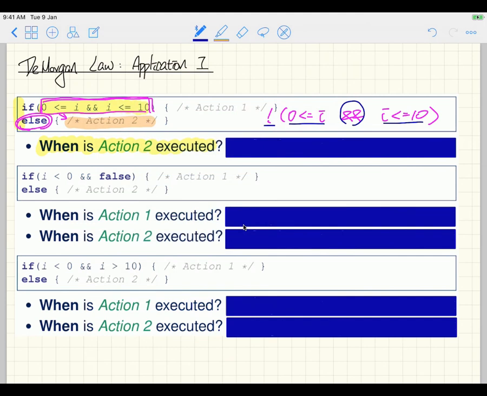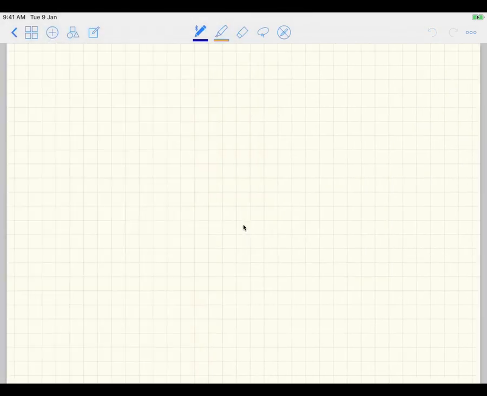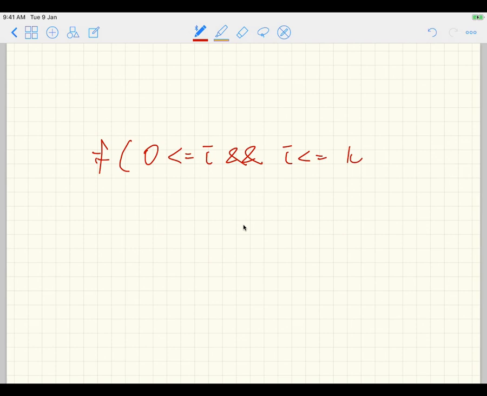What we have is, if, 0 less than or equal to I, and I less than or equal to, let me be consistent, 10. That's what we have over here, and then we have else. Now we're asking, under what circumstances are we going to execute the else branch? Let's try to simplify that.